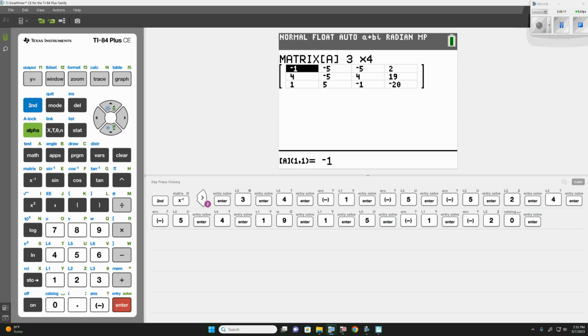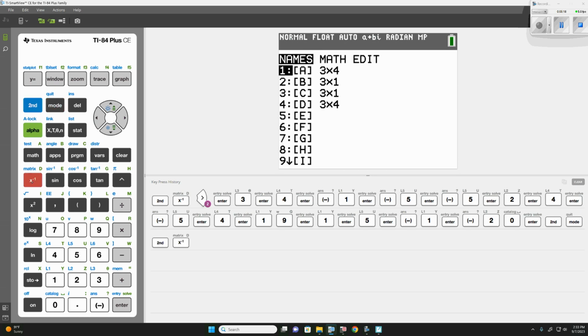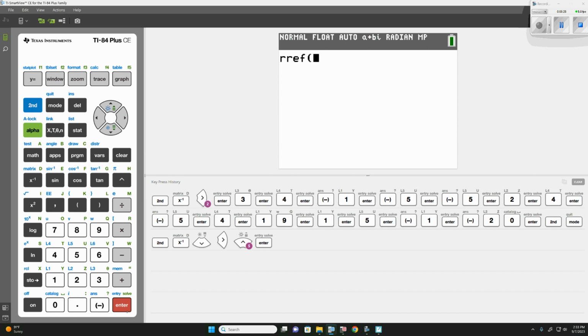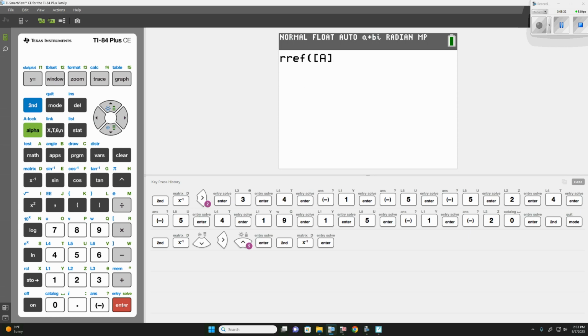Now from here we go second, quit, second matrix. Now we need to go over to math and find R, and when we find it we hit enter, and then we hit enter again. And then A, second matrix, Matrix A, because now we have this here. So we need RREF, and then we need to recall the matrix to apply the reduced row echelon form RREF to it. And we get this here.